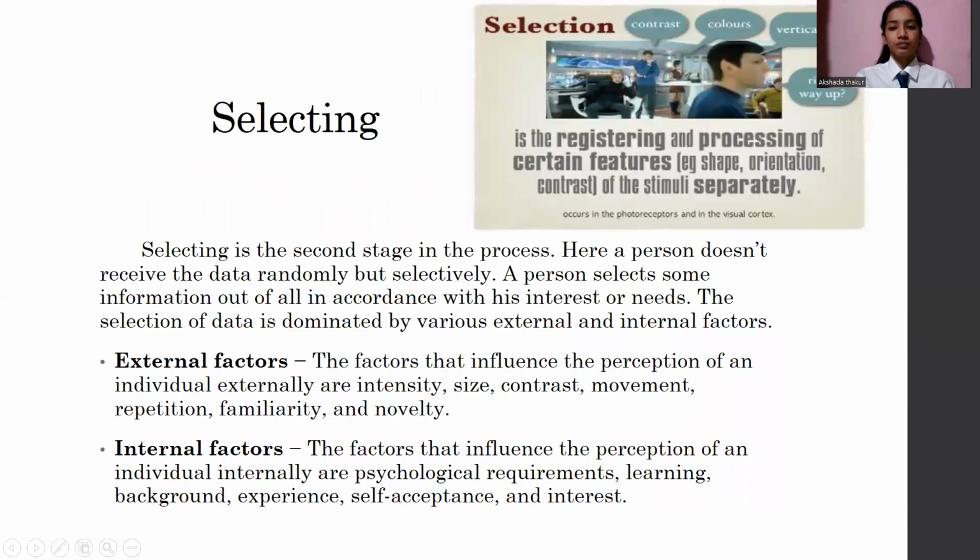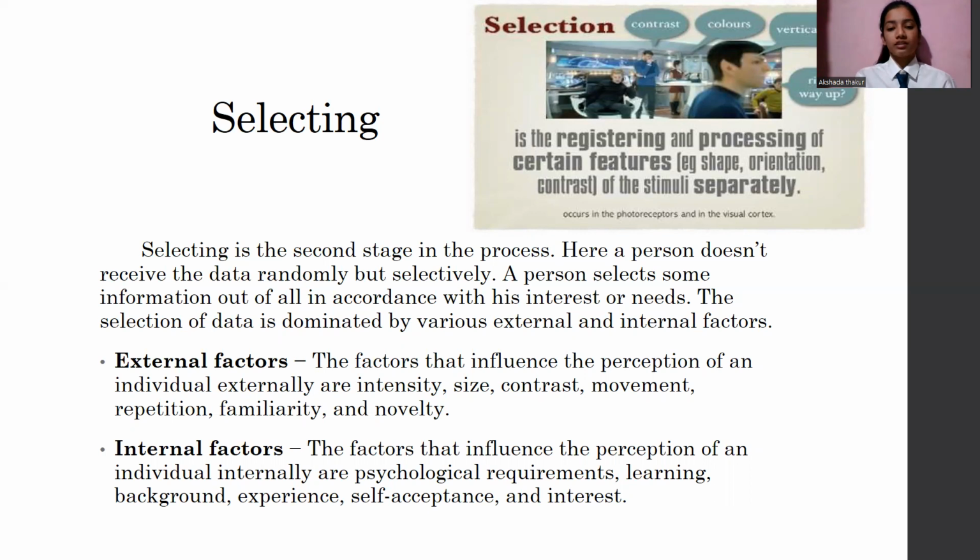Next one is selecting. Selecting is the second stage in the process. Here, a person doesn't receive the data randomly but selectively. A person selects some information out of all, in accordance with his interest or needs. The selection of data is dominated by various external and internal factors. External factors, the factors that influence the perception of an individual externally, are intensity, size, contrast, movement, repetition, familiarity, and novelty.